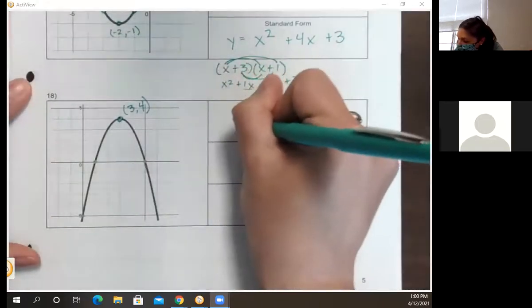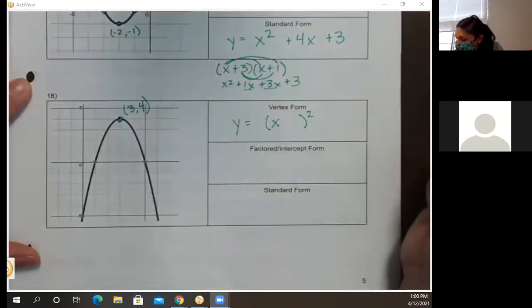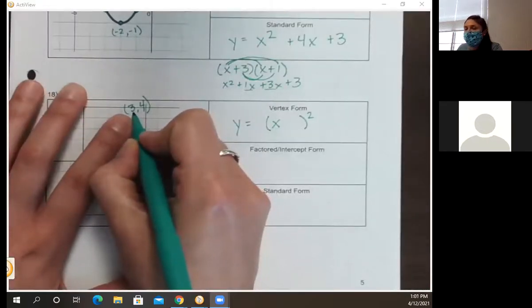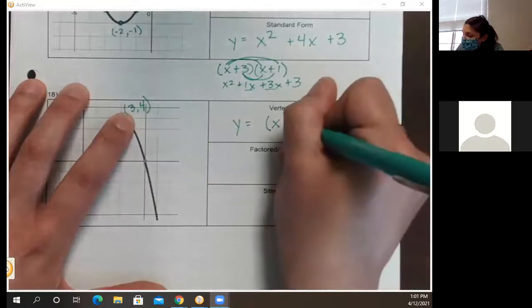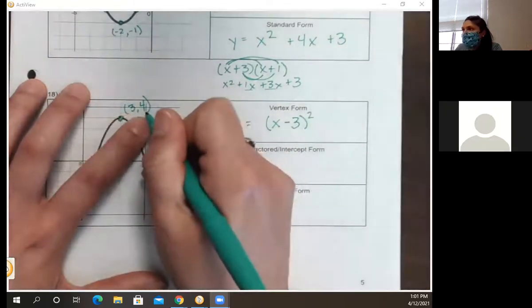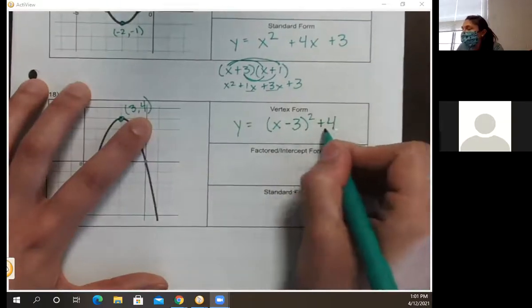So that means for my vertex form, I had x in parentheses with something squared, and then something at the end. Since the x coordinate for my vertex is 3, that means I had to have x minus 3 squared. Since the y coordinate for my vertex is 4, that means I had to have, sorry, plus 4 there at the end.